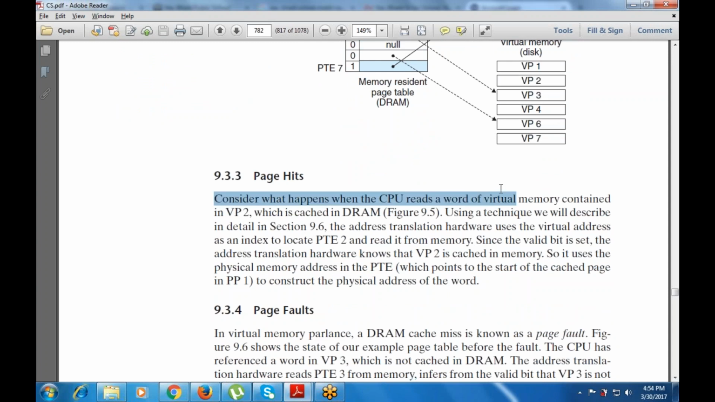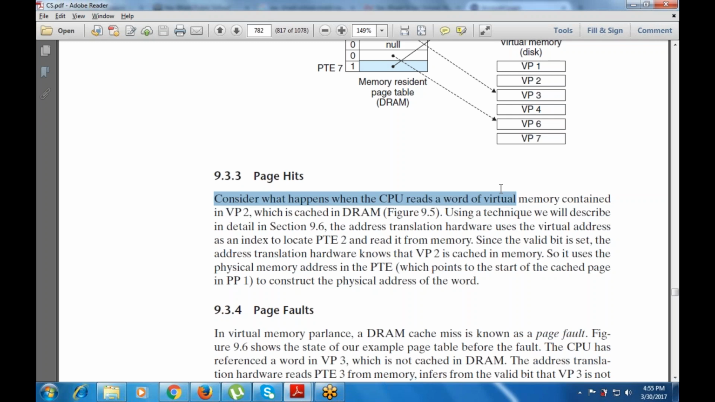Consider what happens when the CPU reads a word of virtual memory contained in VP2, which is cached in the DRAM. Using this technique, the address translation hardware uses the virtual address as an index to locate PTE2 and read it from memory. Since the valid bit is set, the address translation constructs the physical address.